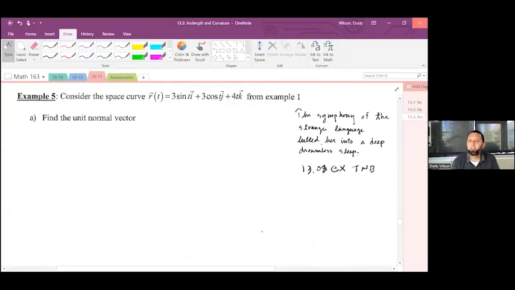Example 5, consider the space curve r of t equal to 3 sine t i plus 3 cosine t j plus 4t k. And this is, I believe, the same example that we had earlier on in the section.